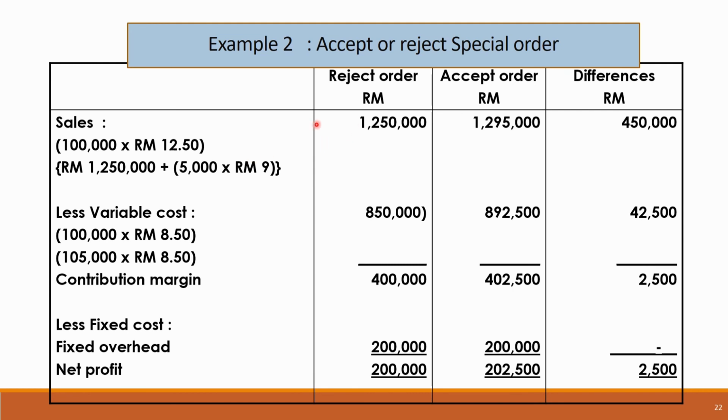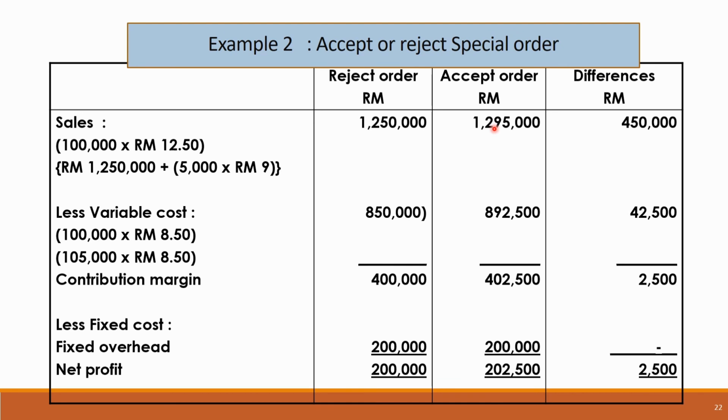This row represents the first alternative, that is reject order. 100,000 units times RM12.50, and you will get the sales for reject order, which is 1,250,000. Now we have to calculate sales for accept order.